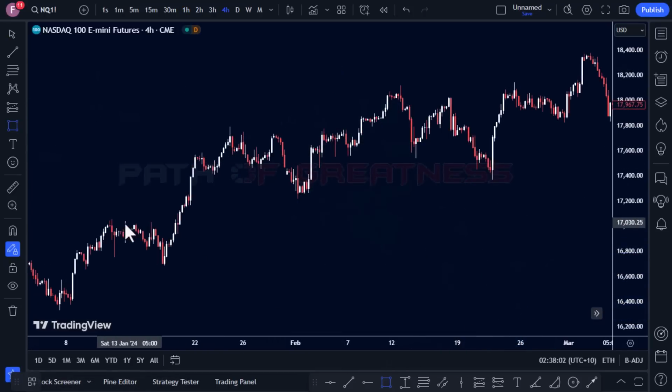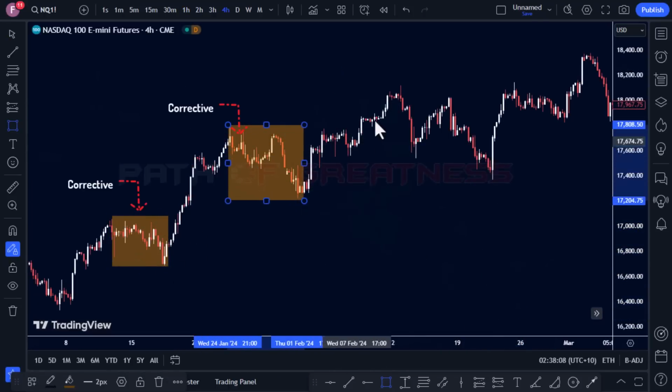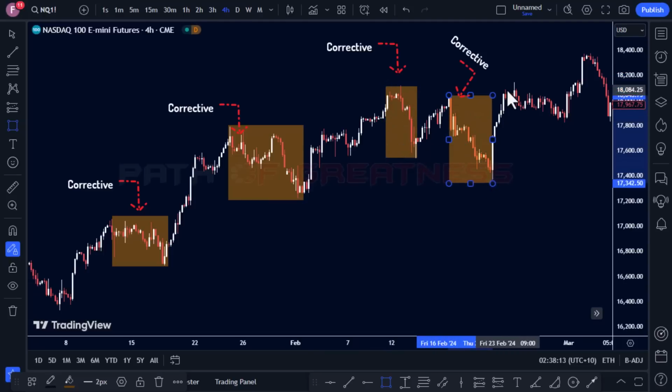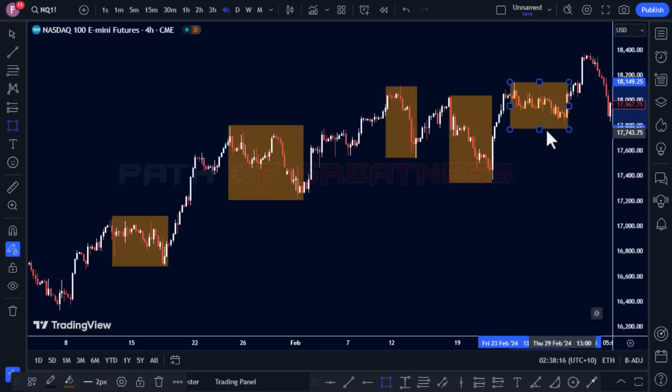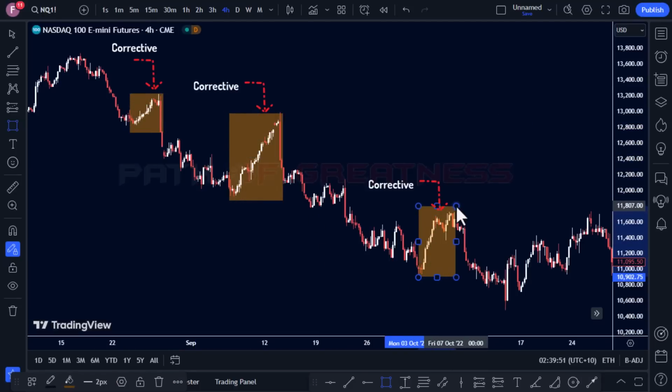Two, the price movement opposite in the direction of the trending market. It is called the corrective move. In an uptrend, the falling price movement is called the corrective movement, whereas in a downtrend, the rising price movement is called the corrective movement.